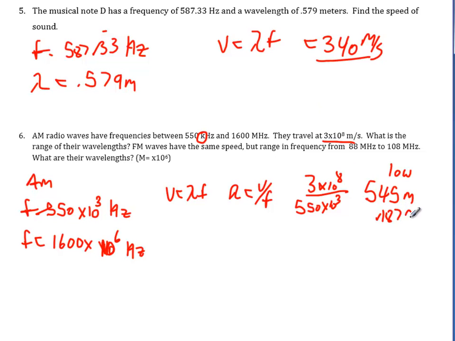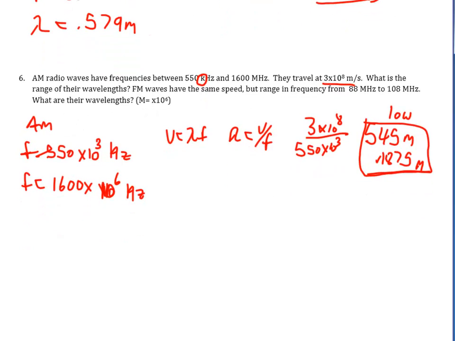So these wavelengths range in length from 20 centimeters long, basically a foot, all the way up to 545 meters, or about a third of a mile long. So the AM radio waves, kind of a big deal. FM waves have the same speed, but range in frequency from 88 megahertz to 108 megahertz. I almost wonder if I have a typo there, and that should be kHz, but oh well. It's exactly the same process. V divided by F equals lambda. So hopefully that was okay.